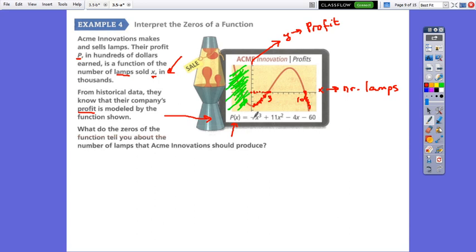So then this company has a profit if they produce between 3 and 10 lamps, because the graph goes up, the Y values are positive. So then we can say that X has to be between 3 and 10. They have to produce between 3 and 10 lamps such that there will be a profit.